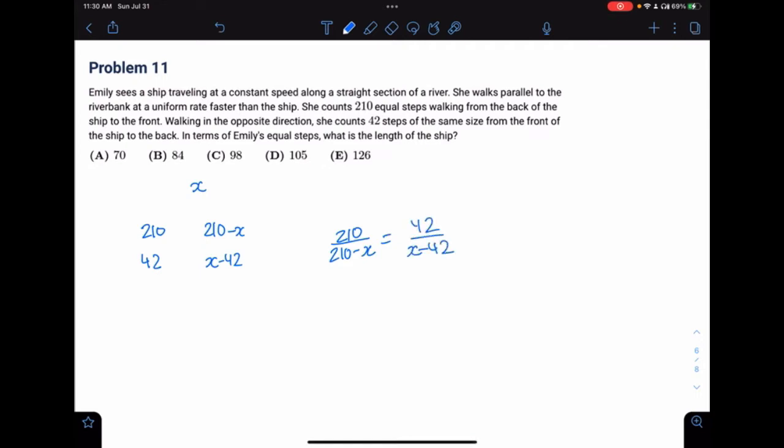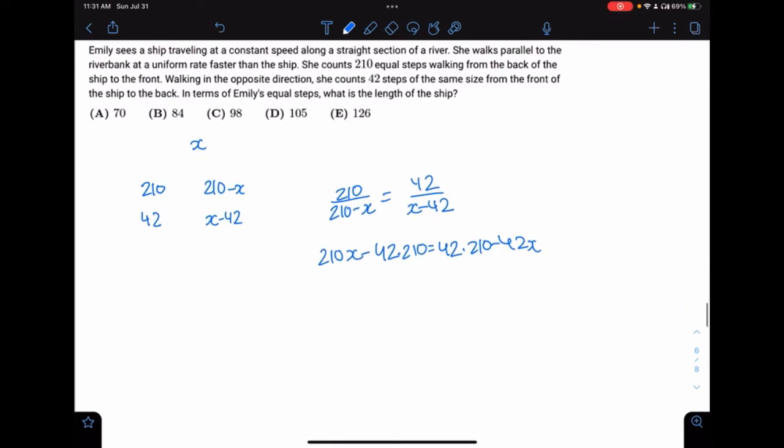So we can cross multiply and we have 210x minus 42 times 210 is equal to 42 times 210 minus 42x. We move the 42x over to the other side and we have 168x is equal to 84 times 210. We divide by 168 on both sides and we get x is equal to 105. So that gives us an answer of D, 105.